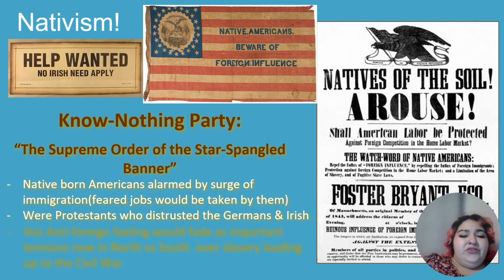Now, the nativists in this party were mostly Protestants who distrusted the Germans and the Irish, right? Again, having this fear that they came here to take all the jobs of the American people, right? Removing that ability for the American people to grow for themselves, right? And we're going to see this distrust grow into an anti-foreign feeling. They're going to be against immigration, right? And again, to this day, we still see a lot of these beliefs.